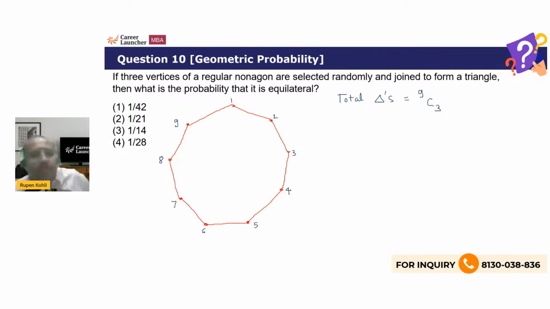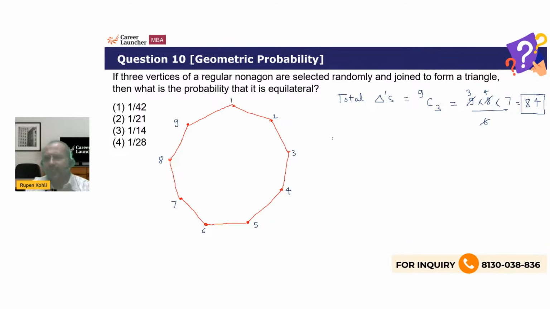No 3 points can ever be collinear here. They are vertices of a polygon, so it is impossible for 3 vertices to be collinear; that won't create a polygon. So 9C3 is 9 into 8 into 7 upon 3 factorial, which is 6. 6 cancels, 3 here, 4 here. This is 84. 84 total triangles. Thank you, Bhavesh. And how many favorable triangles?